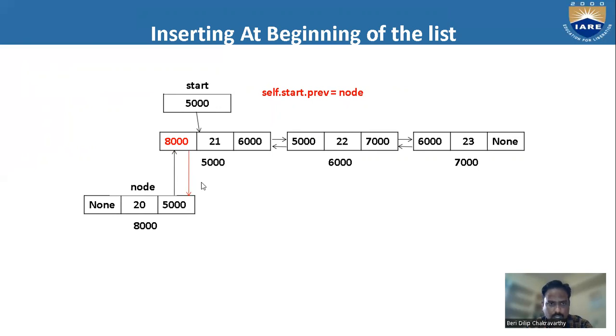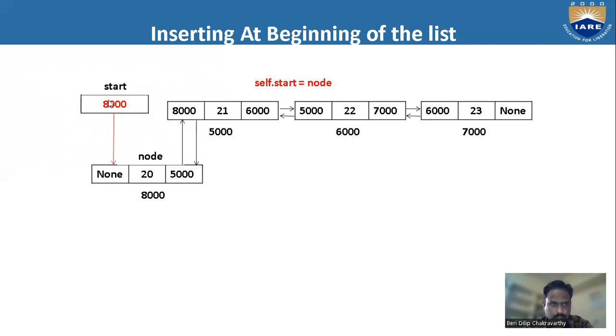Then what do I need to do? I'll remove this, and this 5000 should point to here. I mean, this start should point to here. I need to remove this 5000. Instead, I need to place 8000 there. See here, start. I'm just placing 8000, and this is my new node. So in this way, I'm going to insert my node at the beginning. It's a simple thing. If you go through it clearly, you will get a clear idea about it.